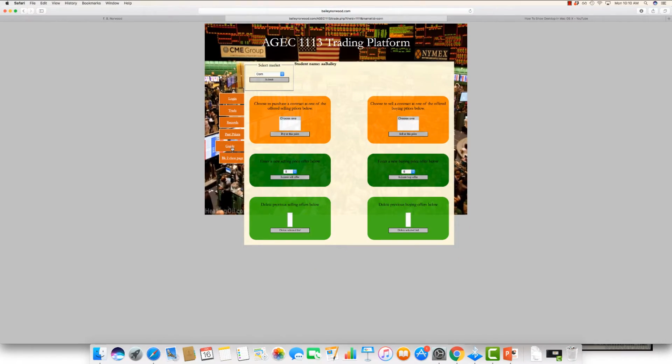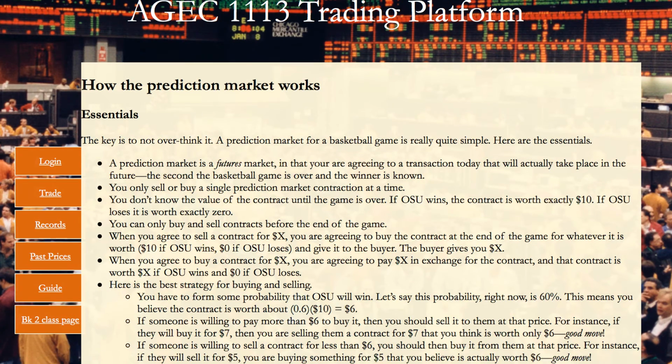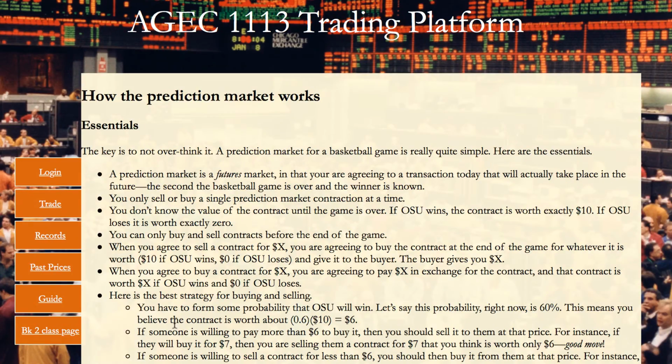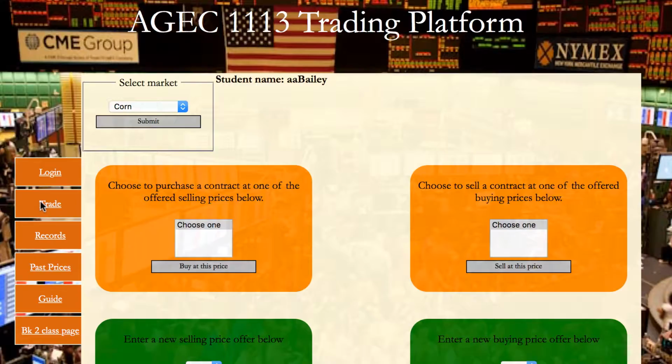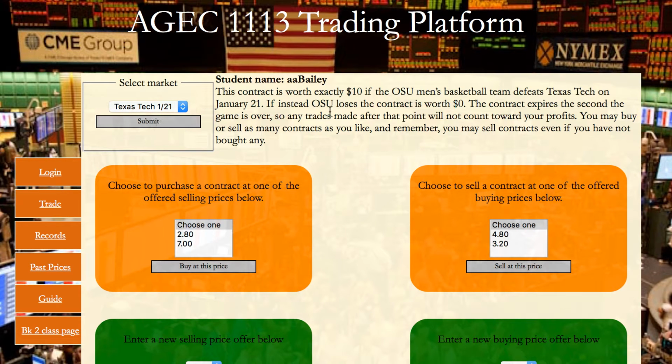And first, do know that there is an online guide here that's going to say some of what I'm saying here, but it gives more details about how to calculate profits and what kind of strategy to use. And the trade tab is where you go in and actually do your trade. Now, to demonstrate something, I'm going to assume that we are trading the Texas Tech 121 contract. So this is a contract that's going to equal $10 if the OSU men's basketball team defeats Texas Tech on January 21st, and then it's worth $0 if OSU loses.